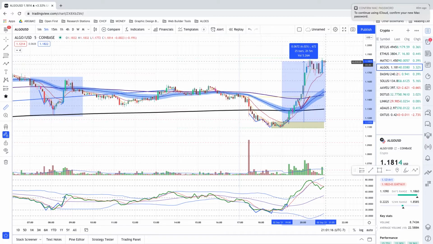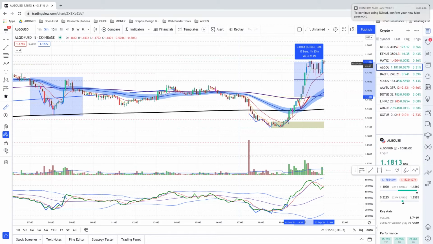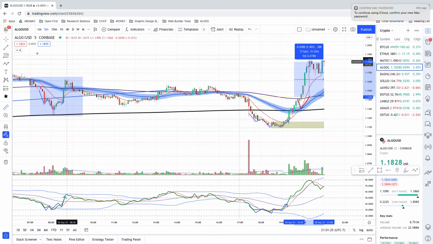Boom. We see that we have a reversal here, and my projection was incorrect, but we have tradable volume, 6% on the whole move, 3% after the projected retrace.